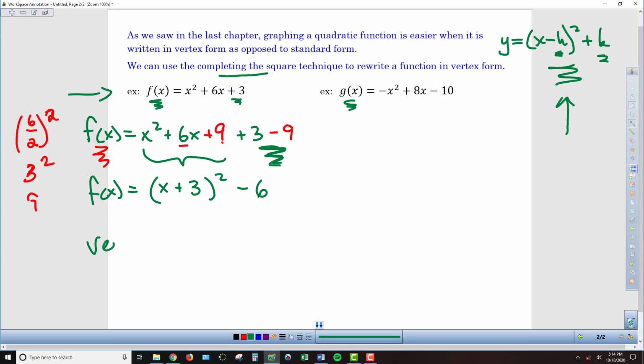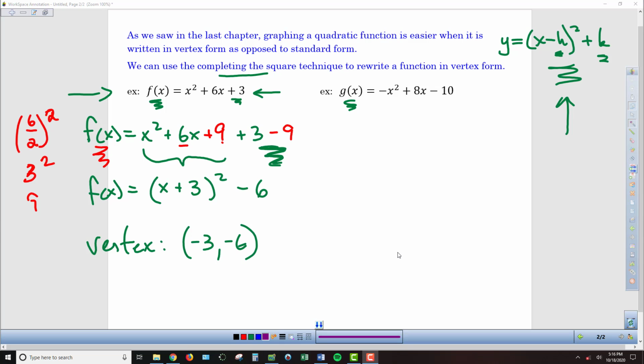And so I can pick out what the coordinates of the vertex are. Once I've rewritten it this way, I know that it's going to be negative 3, because it's the opposite of the positive or negative sign of the number inside the parentheses with the x, is our x-coordinate, and then negative 6, whatever number I see on the outside, is going to be my y-coordinate. So this is a way that we can use completing the square to help us rewrite a quadratic function in vertex form if it was given to us in standard form.